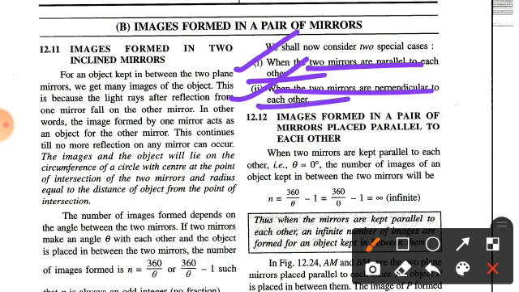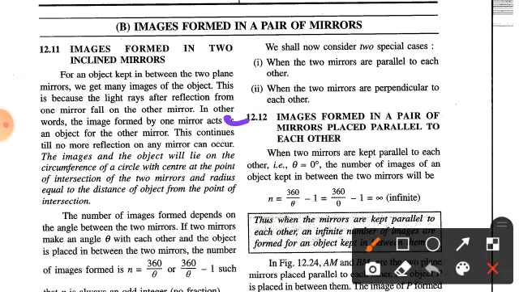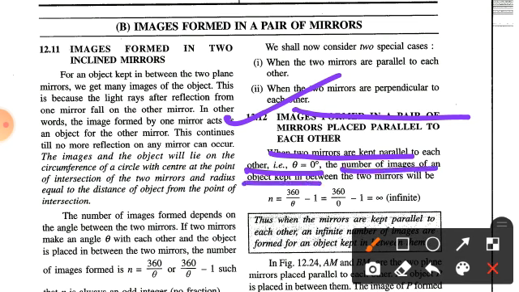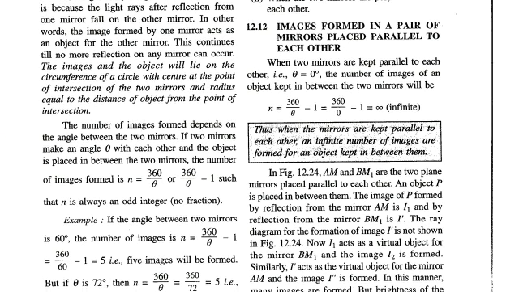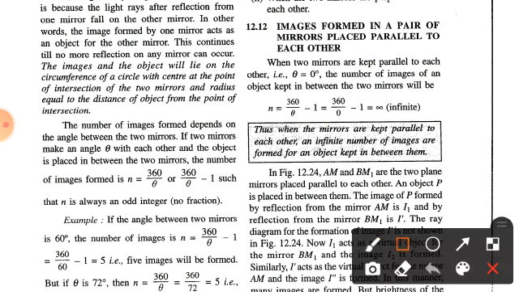Now we will discuss the image formed in a pair of mirrors which are placed parallel to each other. So when the two mirrors are kept parallel to each other, that is theta is equal to how much? 0 degrees. The number of images of an object kept in between the two mirrors will be how much? n = 360/theta minus 1, or you can say it is infinite. Thus when the mirrors are kept parallel to each other, an infinite number of images are formed for an object kept in between them.